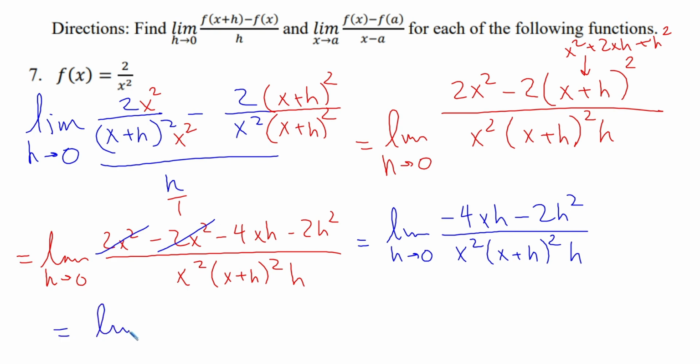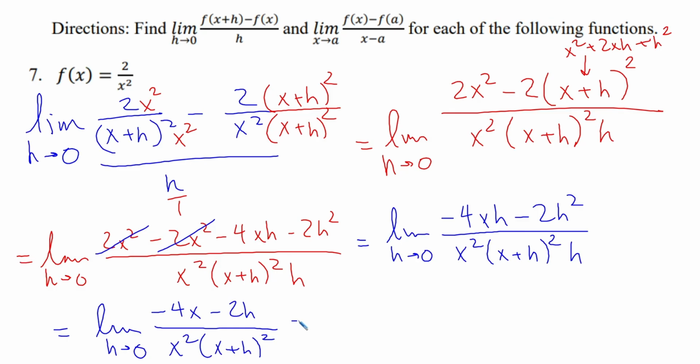So this now becomes the limit as h approaches 0 of negative 4x, because the h cancels out, minus 2h, because the h squared becomes an h. And then it's an x squared and an x plus h squared down here in the denominator, because we've canceled out that h that was down there. It would seem we're now ready to plug it in.